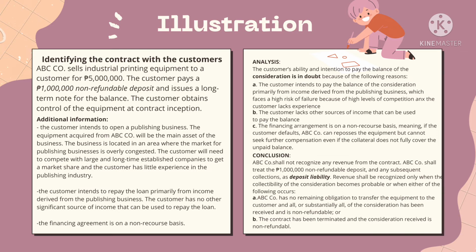The conclusion is, ABC Company shall not recognize any revenue from the contract. ABC Company shall treat the $1 million non-refundable deposit and any subsequent collection as deposit liability. Revenue shall be recognized only when the collectability of the consideration becomes probable or when either of the following occurs. First, ABC Company has no remaining obligation to transfer the equipment to the customer and all, or substantially all, of the consideration has been received and is non-refundable, or the contract has been terminated and the consideration received is non-refundable.